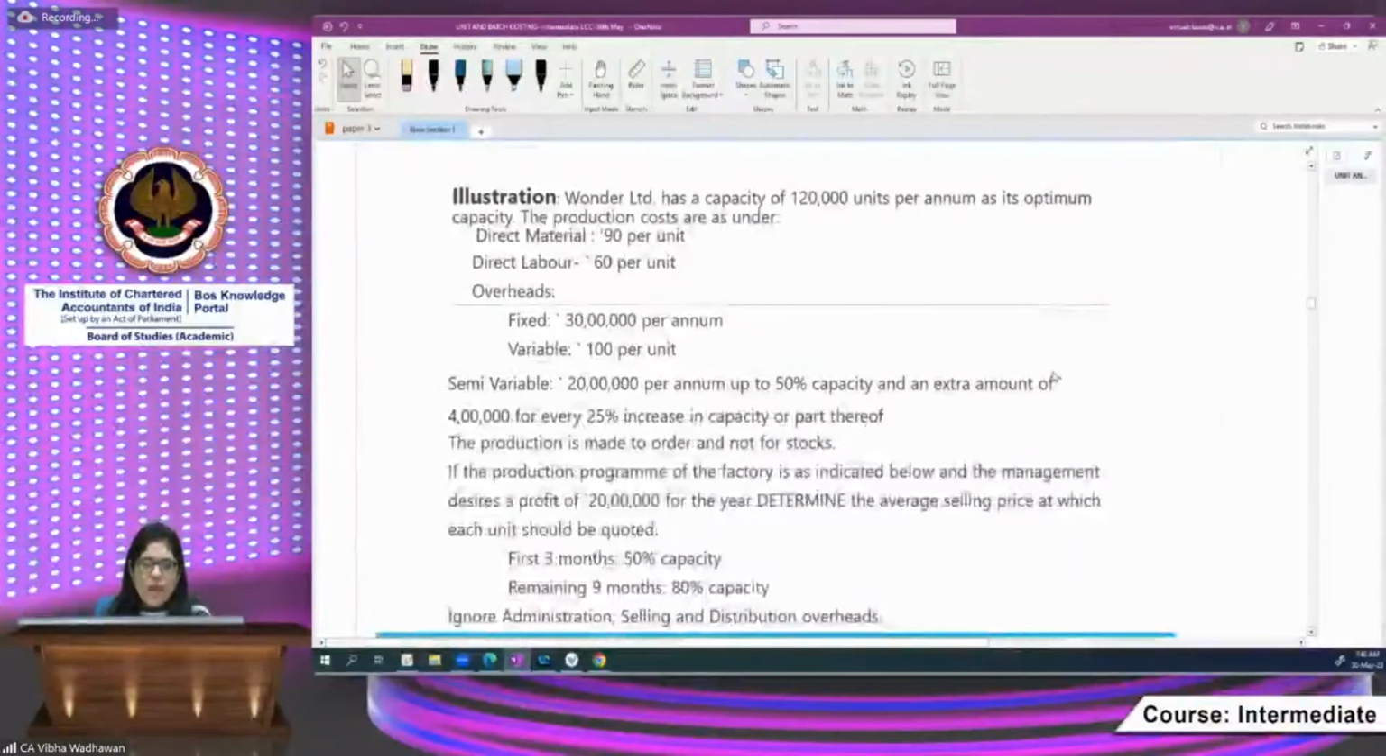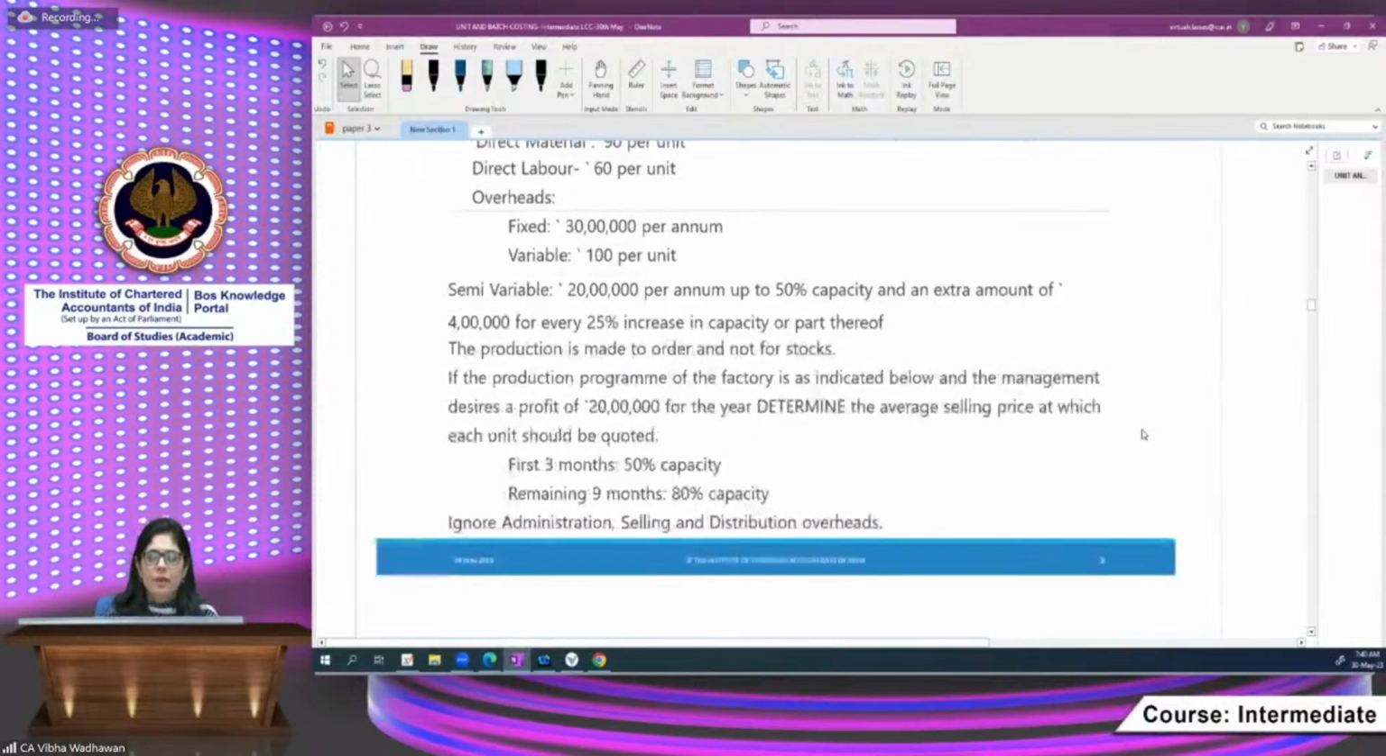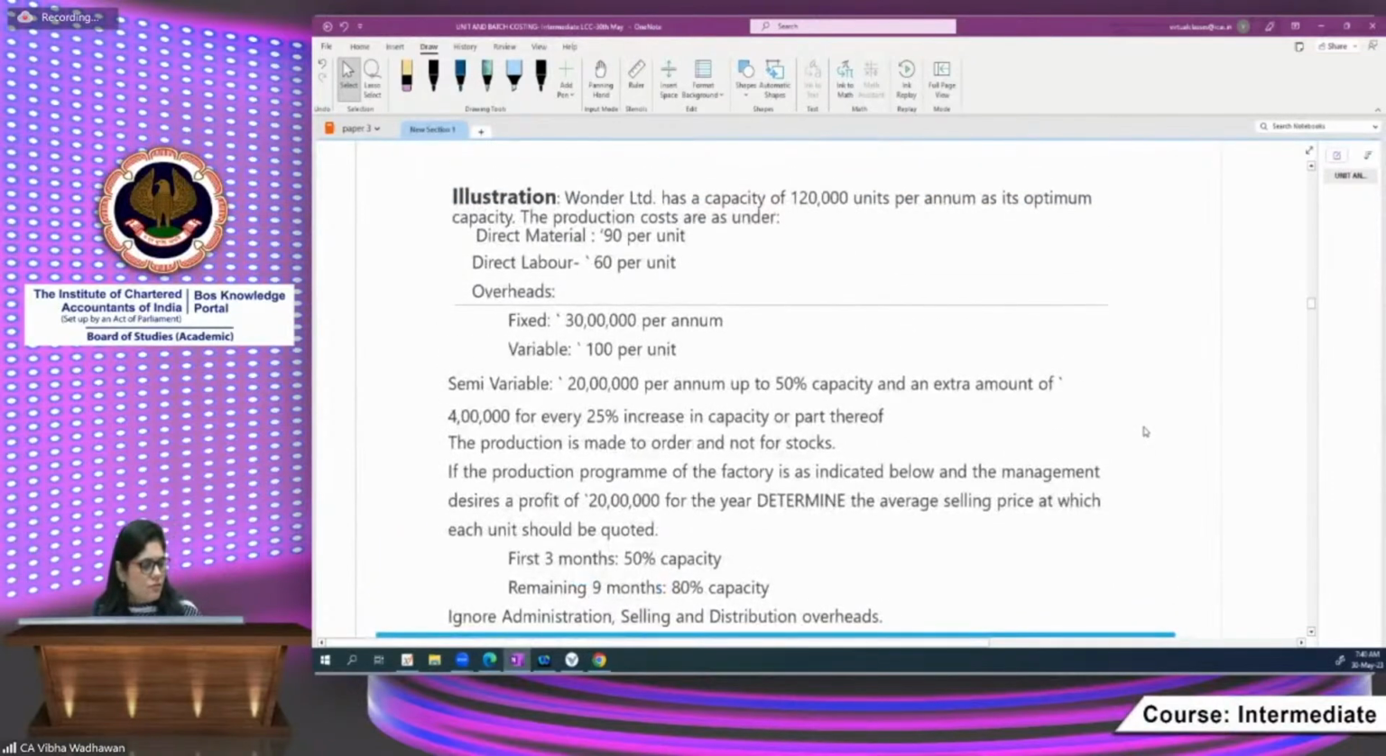Okay, so we have another illustration. A very, very important illustration. Please take a note of this illustration, all of you. Just take a note of this illustration, students. All right. So this company has a capacity of 1,20,000 units per annum. Per annum means in the whole year at its optimum capacity. So this is the maximum capacity you can see.